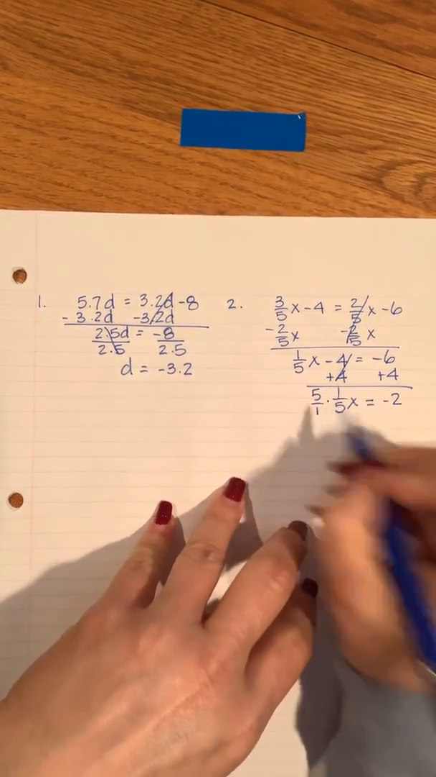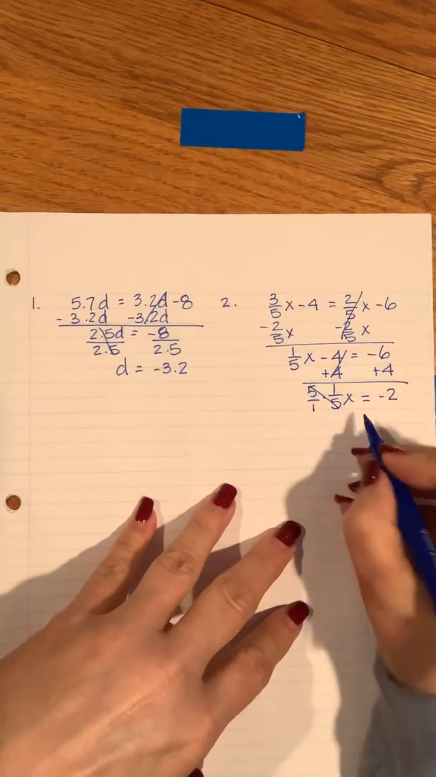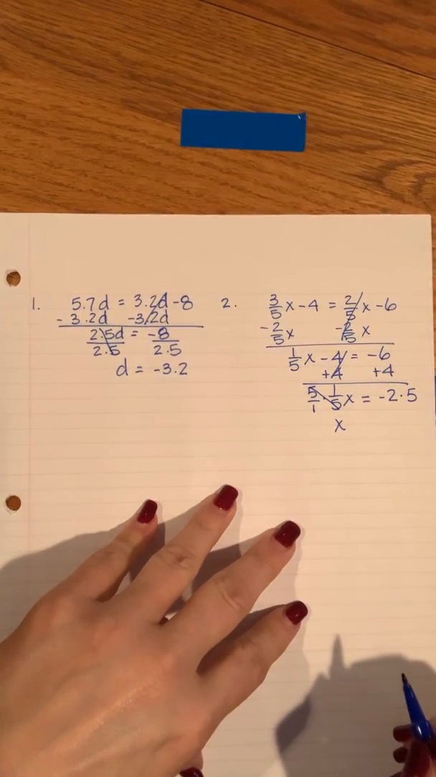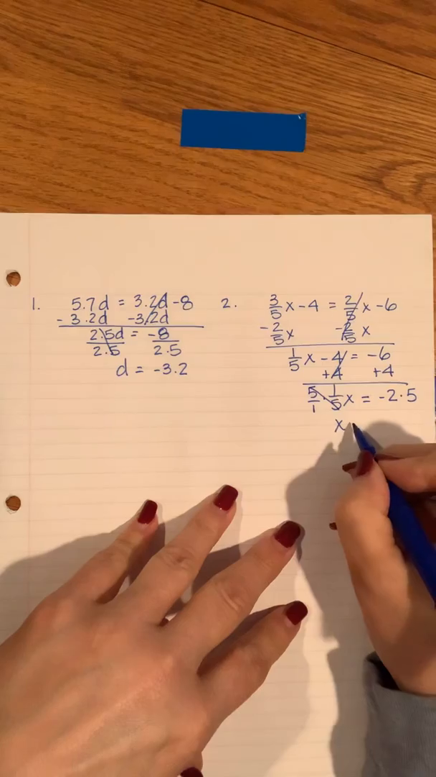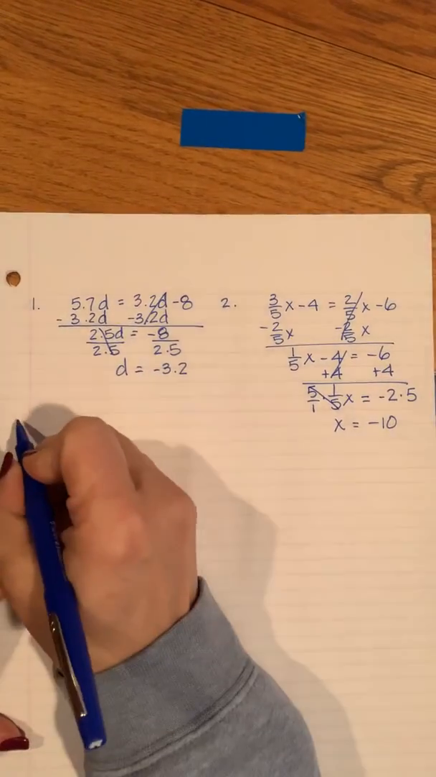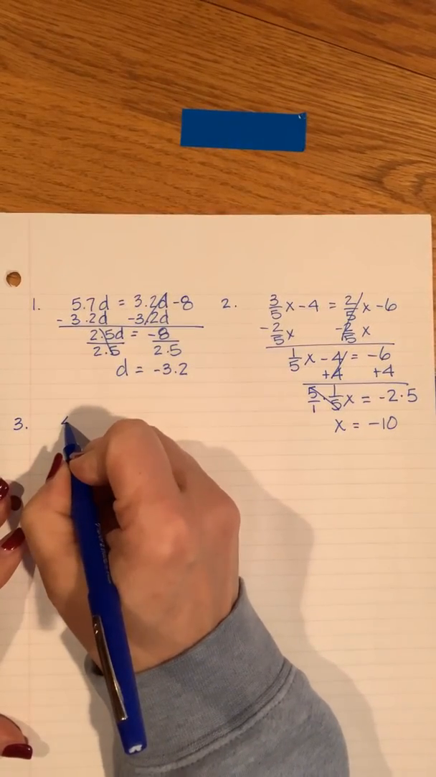Remember, when you want a fraction to equal 1, you got to multiply it by its reciprocal. That cancels that out. Well, if I times one side by 5 over 1, that's the same as 5. I'm going to times the other side by 5, and that's where I get my negative 10. Number 3, this was a tough one.